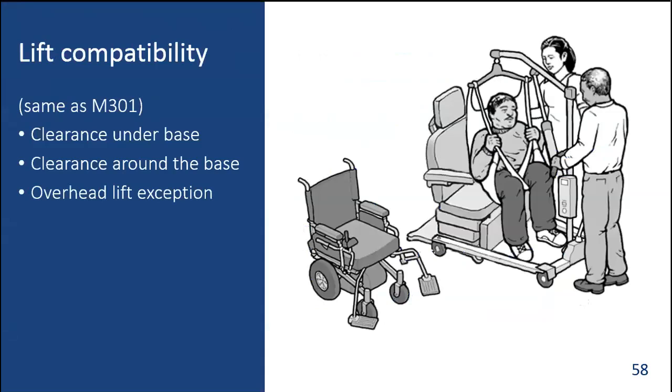The equipment should also be compatible with portable patient lifts and has the same technical criteria as M301. For examination chairs, you will probably be looking at around the base clearances. This illustration shows a patient being lifted out of their wheelchair and placed into an examination chair with the lift legs going around the base of the examination chair.